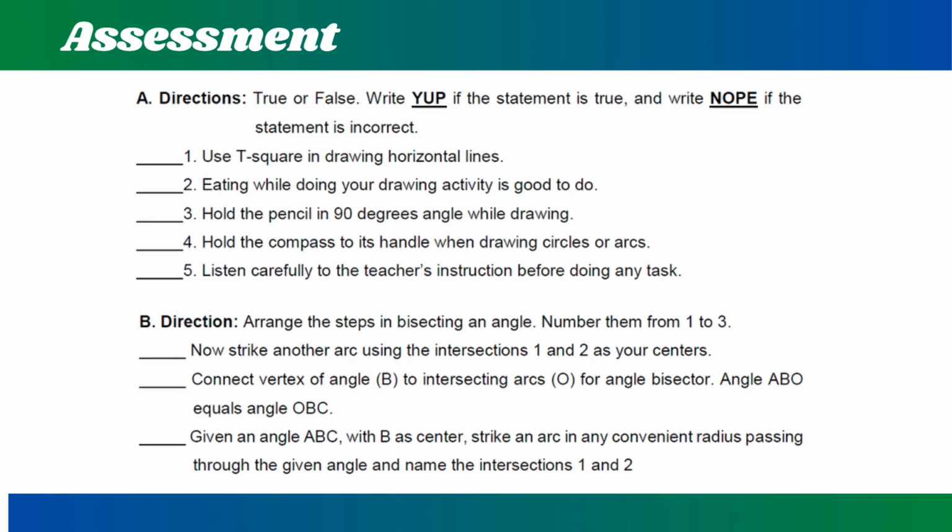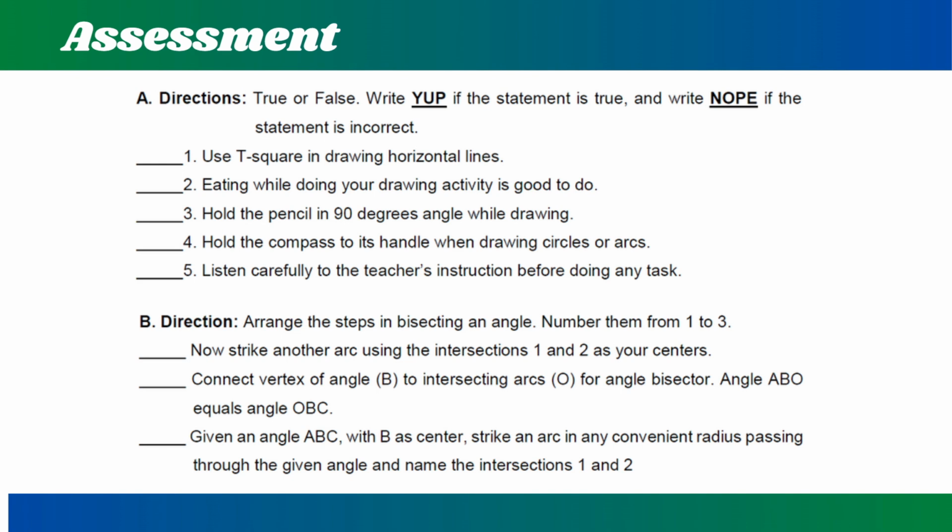For the assessment, letter A, true or false. Write yes if the statement is true and write no if the statement is incorrect. Number 1, use a T-square in drawing horizontal lines. Number 2, eating while doing your drawing activity is good to do. Number 3, hold the pencil at a 90 degrees angle while drawing. Number 4, hold the compass by its handle when drawing circles or arcs. And number 5, listen carefully to the teacher's instruction before doing any task.